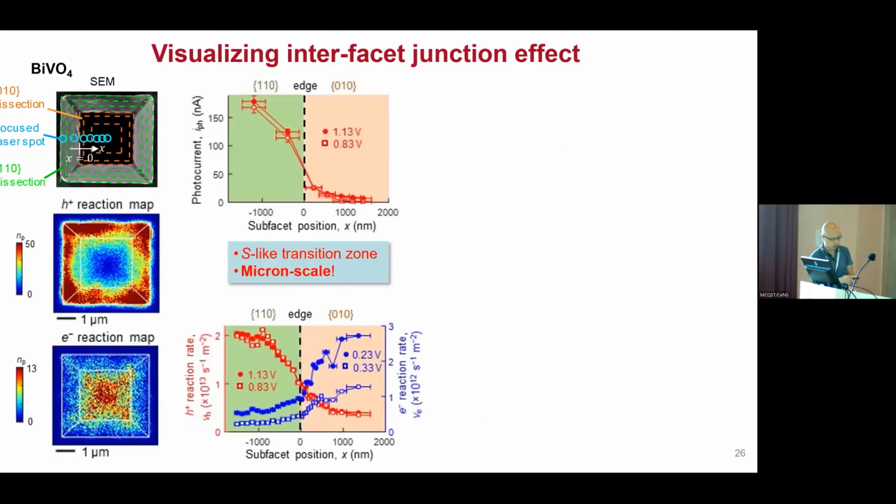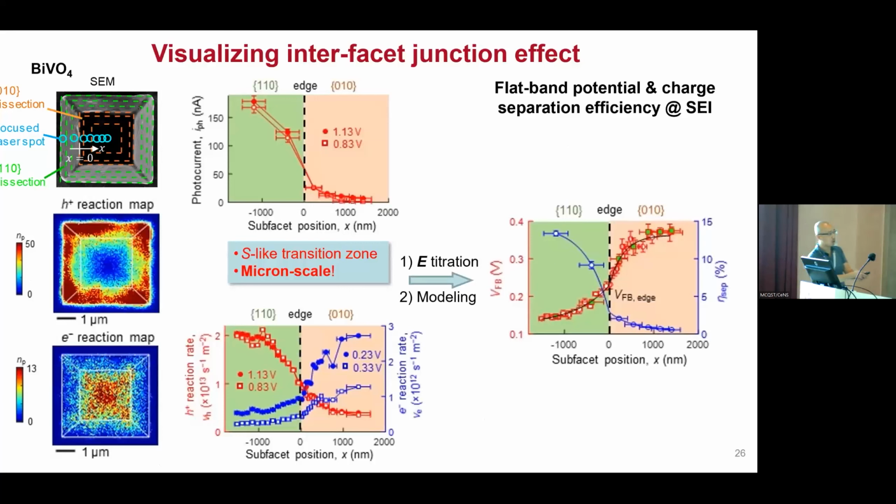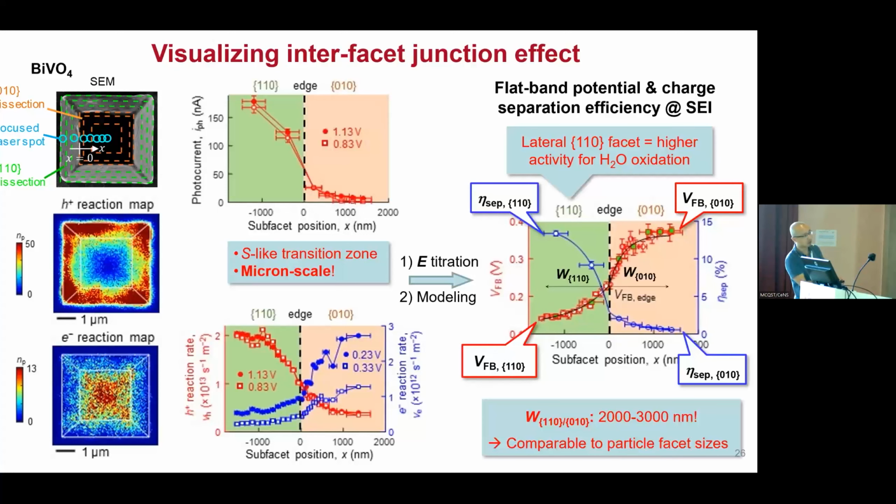Now we can do a careful electrochemical potential titration plus quantitative modeling. We can extract the flat band potential, and we can also extract the charge separation efficiency. You see the flat band potential shows an S-like transition zone of microns in width, and here is, again, the anti-correlated transition zone with microns in width. Let me jump through this. We can quantify the width here as about 2 to 3 microns.